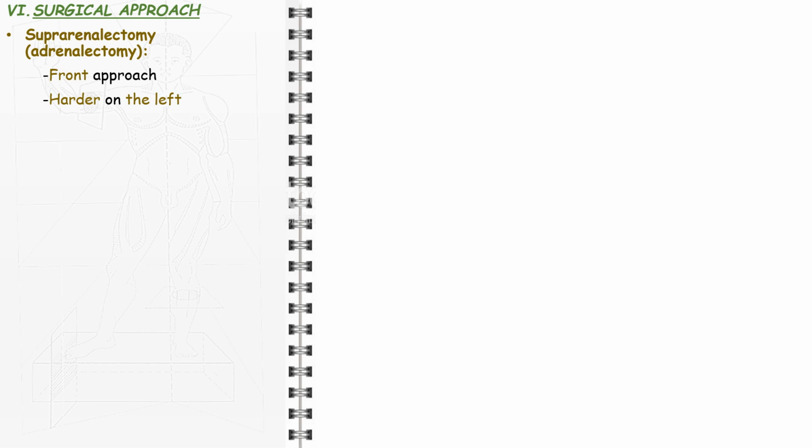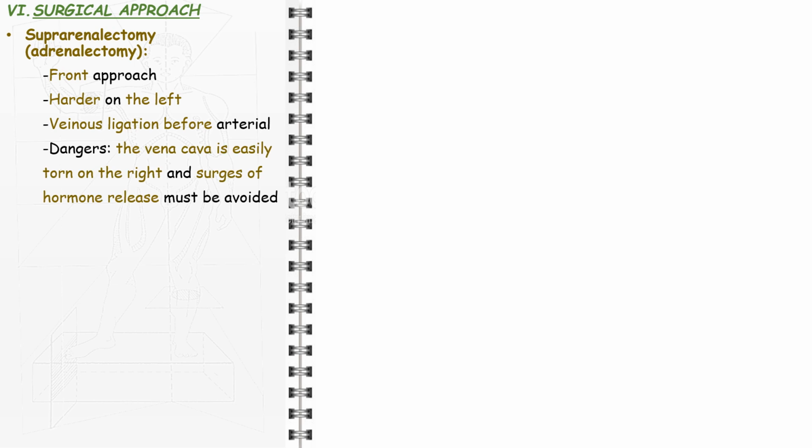On each side, the suprarenal vein is ligated before the numerous small arteries. The right vein is particularly short and the vena cava is easily torn. The glands must be handled as little as possible before venous ligation to prevent surges of hormone release.